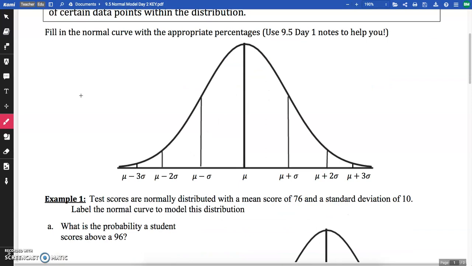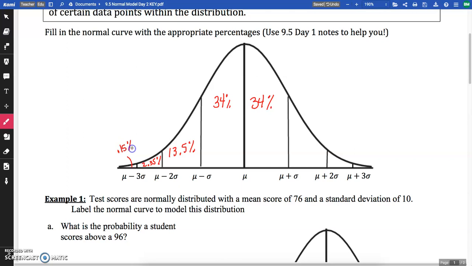So quick review of what we just did in the last lesson. We're going to fill in our normal curve here with our appropriate percentages. Okay, so this is just coming from our 9.5 day 1 notes. So on the left here we have 34% on each side. That's between 1 standard deviation above and 1 below. And as we move out, our percentages will get smaller. And then this little tiny one is 0.15.